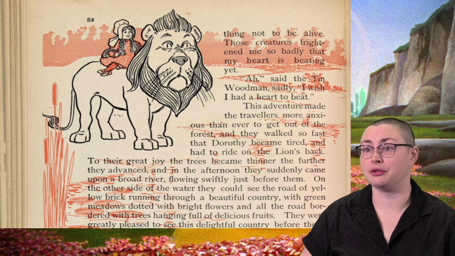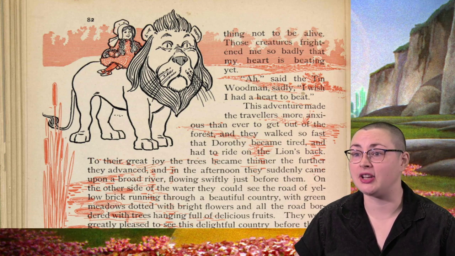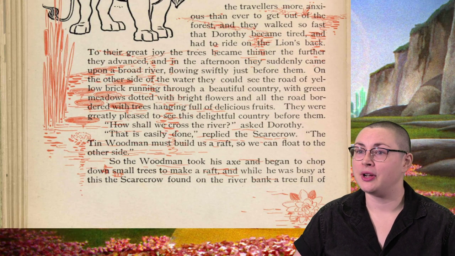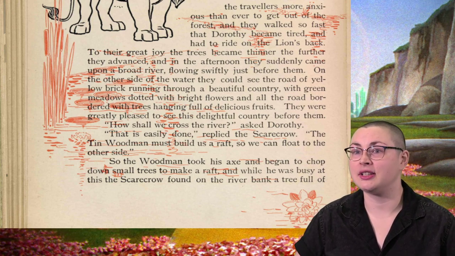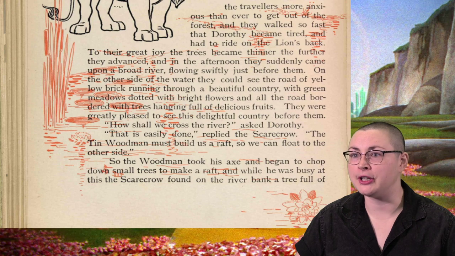This adventure made the travelers more anxious than ever to get out of the forest, and they walked so fast that Dorothy became tired and had to ride on the lion's back. To their great joy, the trees became thinner the further they advanced, and in the afternoon they suddenly came upon a broad river flowing swiftly just before them. On the other side of the water, they could see the road of yellow brick running through a beautiful country with green meadows dotted with bright flowers, and all the road bordered with trees hanging full of delicious fruits. They were greatly pleased to see this delightful country before them.